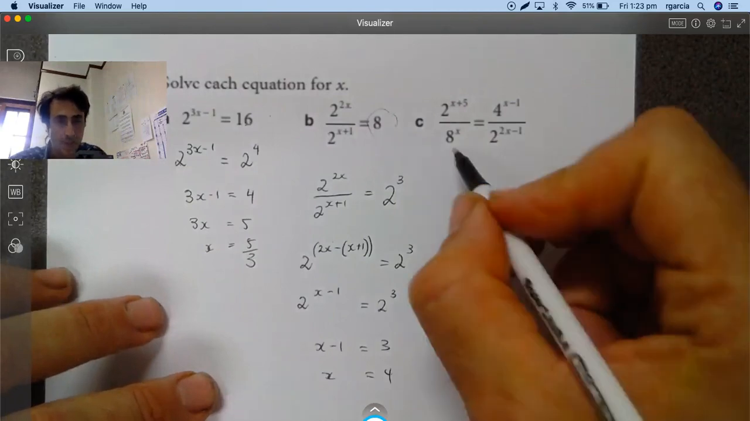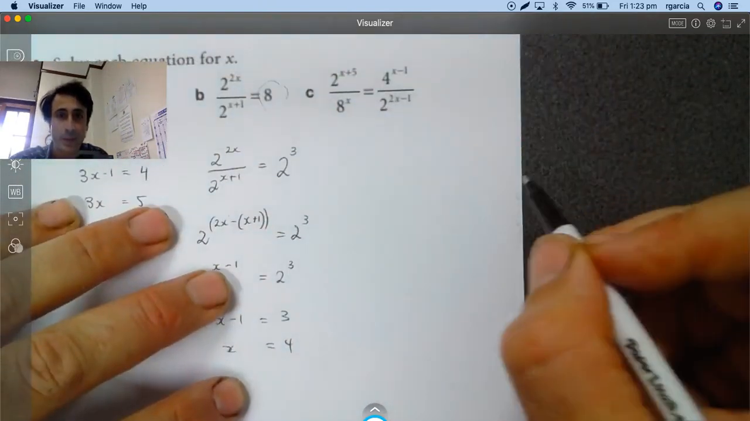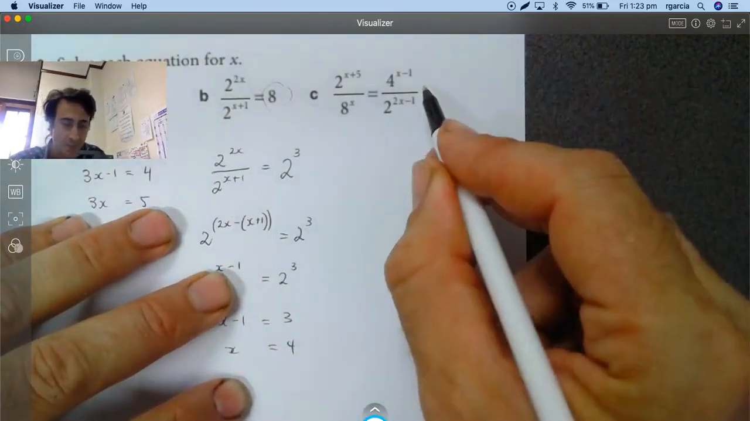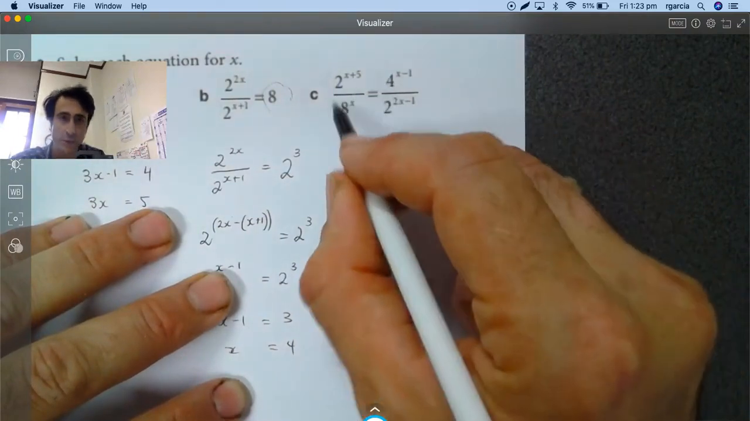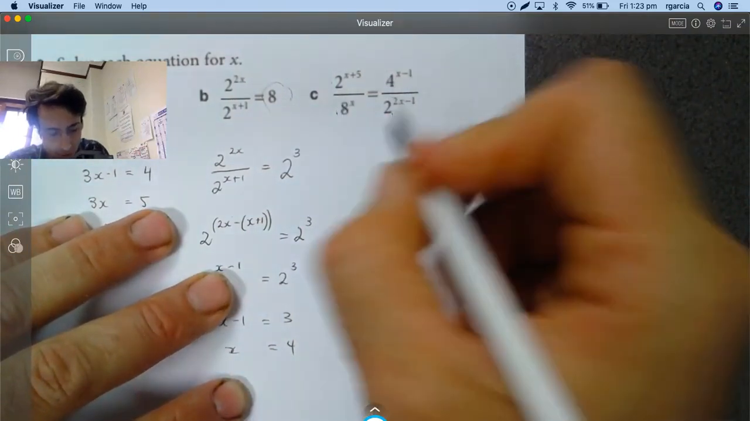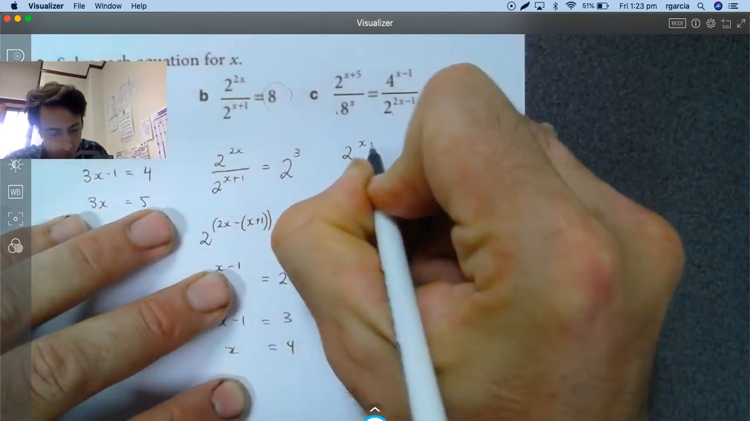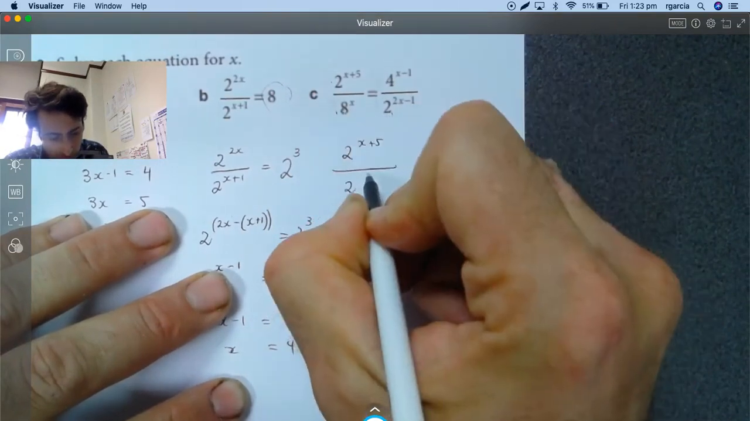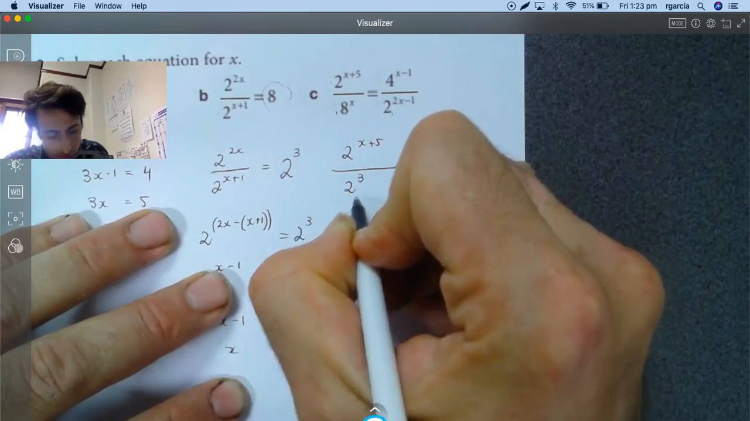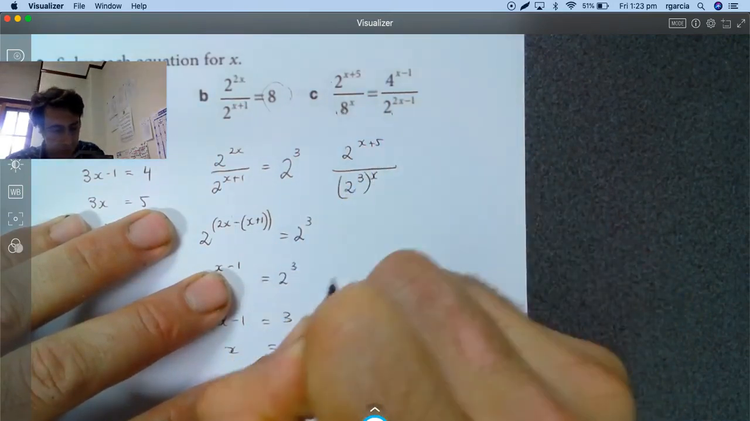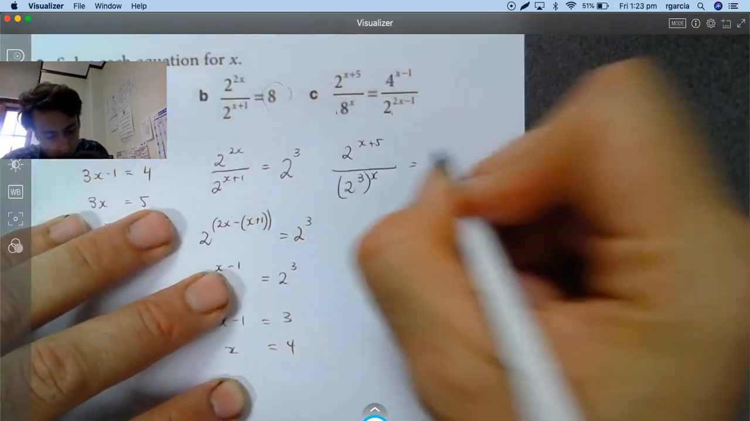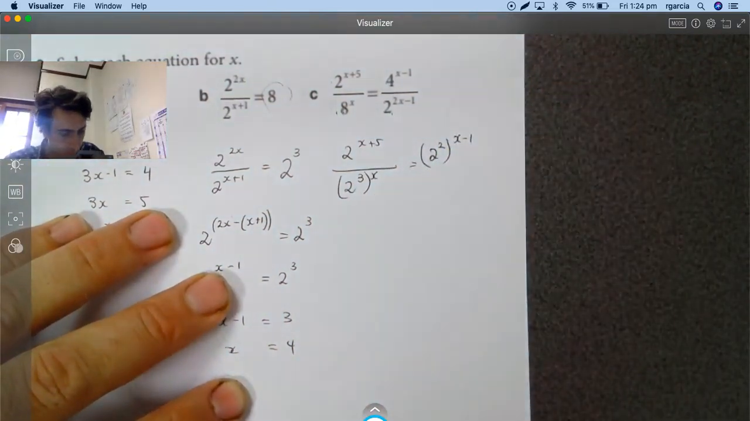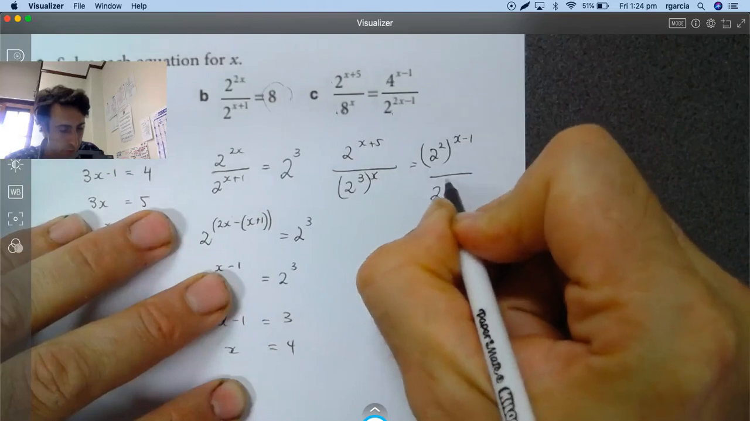Now this last one here is like triple tricky, because you're expected to do everything that you did before, but it's just more complicated. So again, we need to convert all of these numbers into bases of 2. And you'll notice they're very nice numbers. So we've got 2 to the x plus 5 divided by 8, which is 2 to the power of 3 to the x. And then we've got 4, which I know is just 2 squared, I'll put brackets around it, to the x minus 1 over 2 to the 2x minus 1.